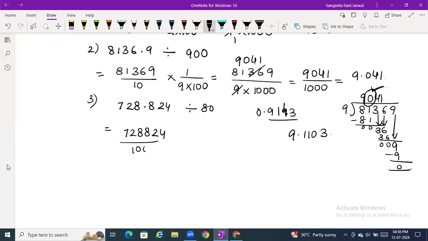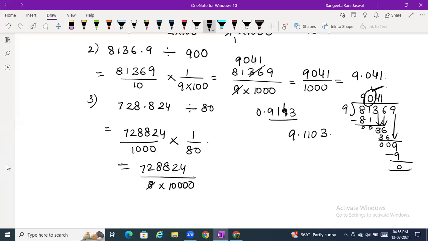Now I'll write this in fraction form like this. Ma'am, I got the same, 9.1103. Very good, Harshit. Now this divide sign will change to multiply and this will be the reciprocal. So now what do I get? 728824 upon 80 into 1000. So I'll keep all the zeros together, 3 zeros and 1 zero. So this becomes 10,000. Right? And this becomes 8 alone here. Now I will divide this numerator with 8.